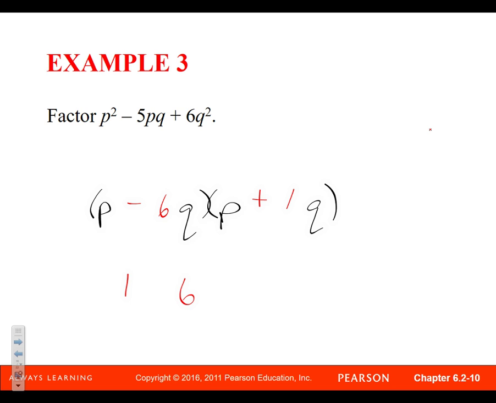But do they multiply to be a positive 6q squared? No, so this is not going to be factorable either. The only way this could be factorable is if this 6 was a negative 6.